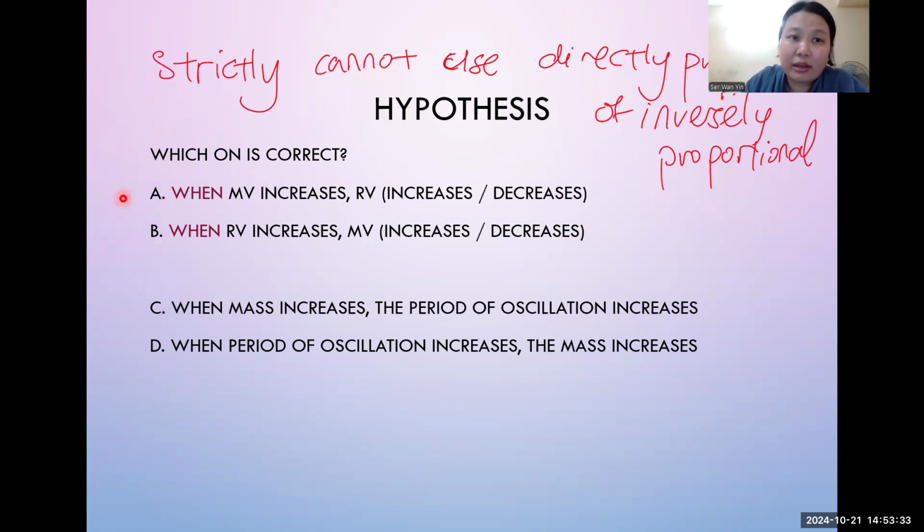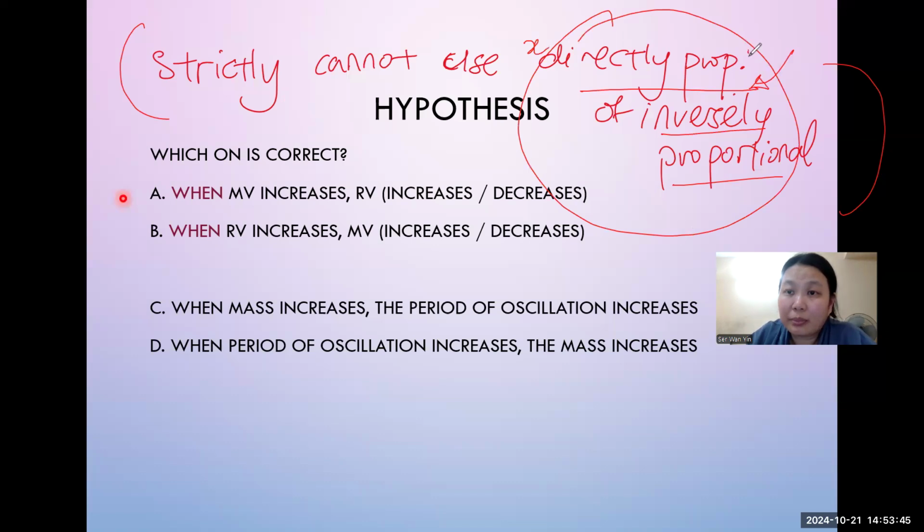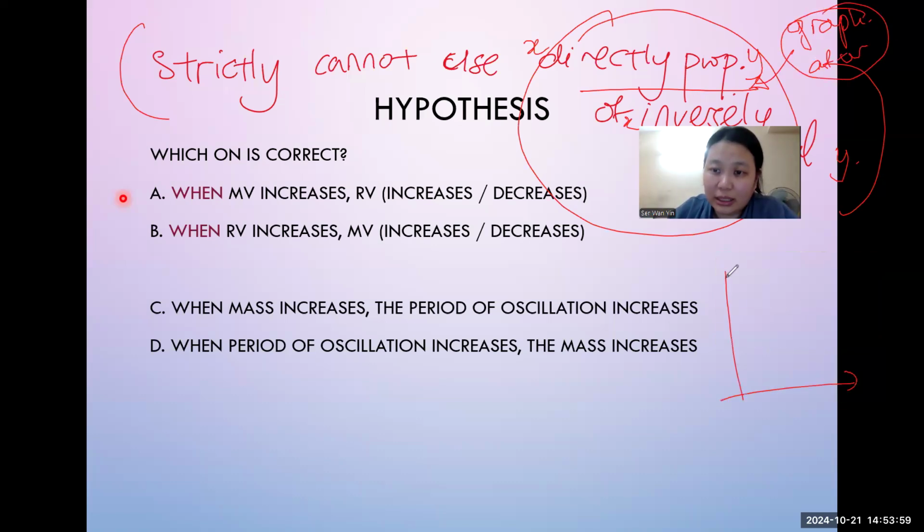And here, be careful, you cannot use directly proportional or inversely proportional. When do we use this? Anyone can tell? For example, x directly proportional to y or x inversely proportional to y. Yes, after the graph. After you analyze from the graph, then only you can draw the conclusion like this. After graph, hypothesis cannot.